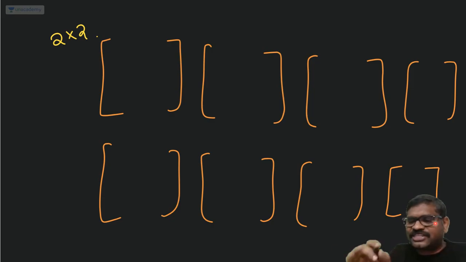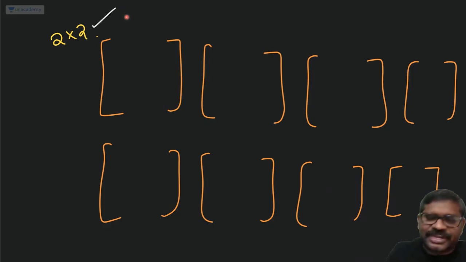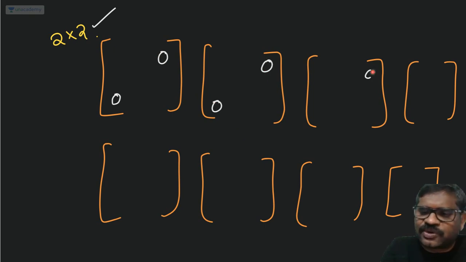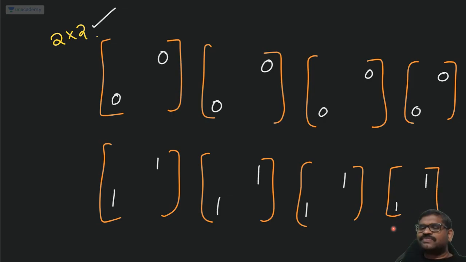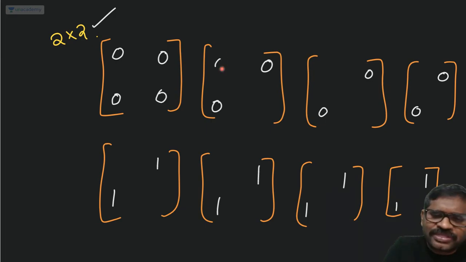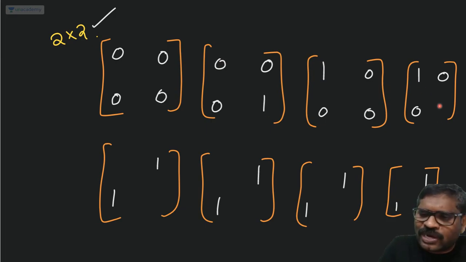Sir, what is distinct? First, I have to fulfill the symmetric condition. 2 cross 2 is over. Next, symmetric. If I fill with 0, I have to fill with 0. 0 with 0. 1 with 1. Symmetric means A12 and A21 must be same. Remaining 2 entries I am going to fill now. 0 0, 0 1, 1 0, 1 1.